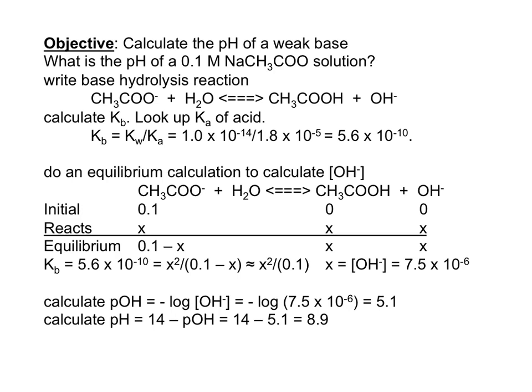Note that Kb, the base hydrolysis equilibrium constant, is calculated from Ka using this equation. Then we do another equilibrium calculation. Make that simplifying assumption to make our calculation easier. X is the hydroxide ion concentration. From OH minus we can calculate pOH, and then we can calculate pH from this formula. Note that for a base, the pH should be greater than 7.